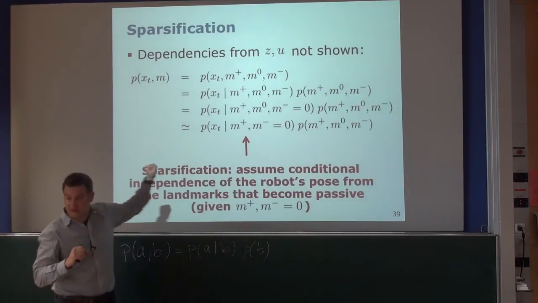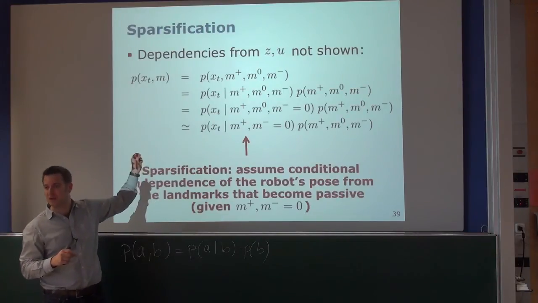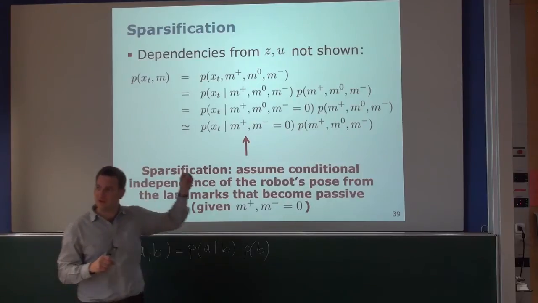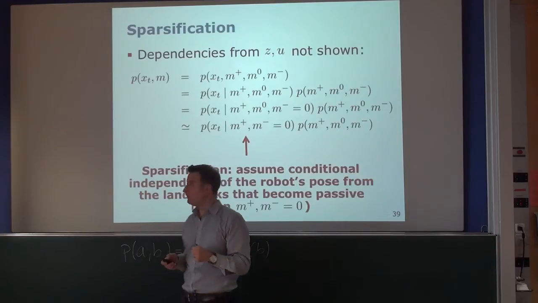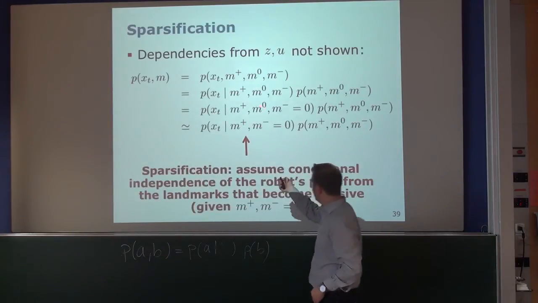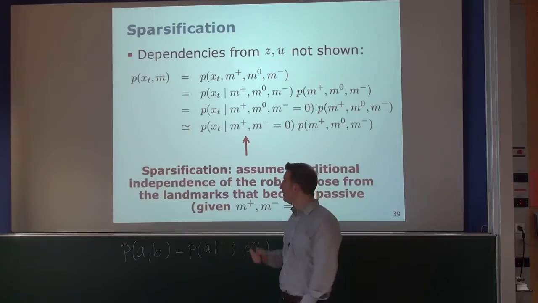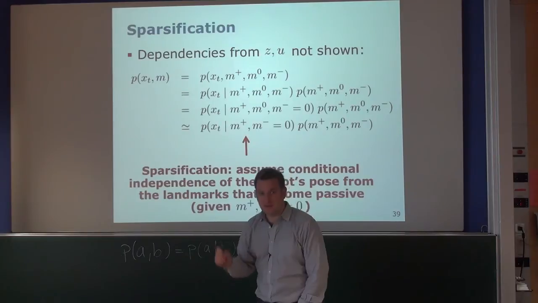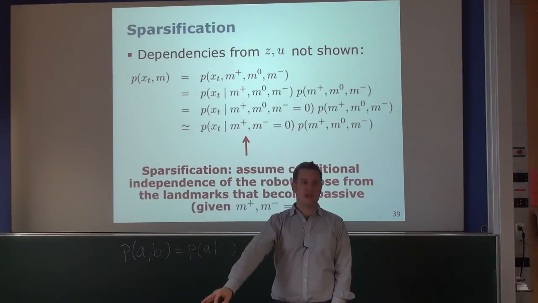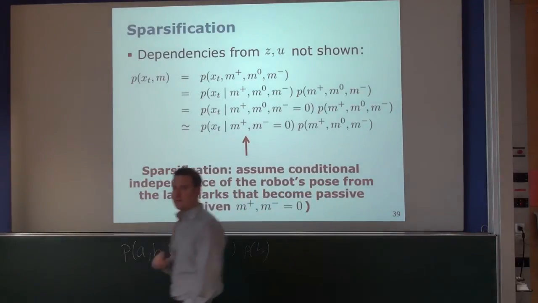So now I make a mistake here, or it's an approximation. It's not exact, so I introduce an approximation error here. And this is what the sparsification does, because I ignore conditional dependence. Therefore, m0 simply disappears here. I don't need it anymore because this is my assumption, that the robot pose is independent from m0 given all other landmarks, the active ones and the passive ones. Is that clear? This is kind of the key step in here.